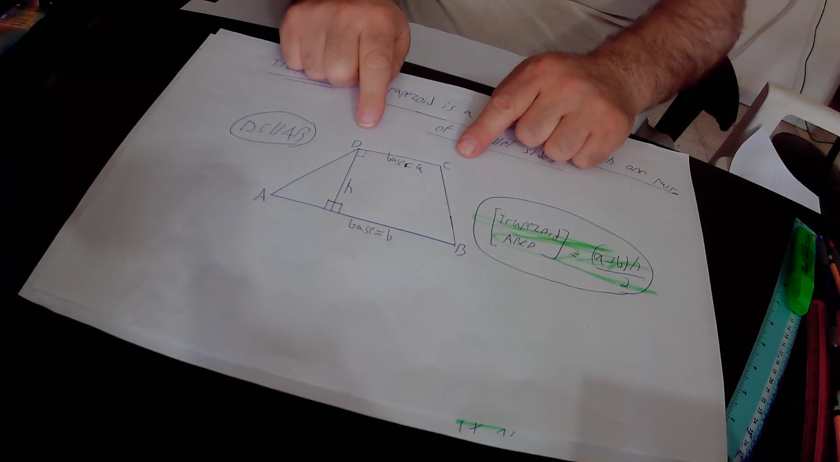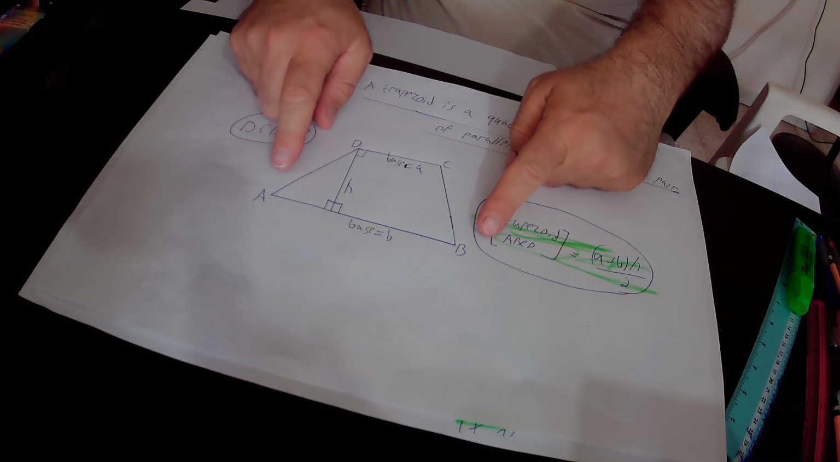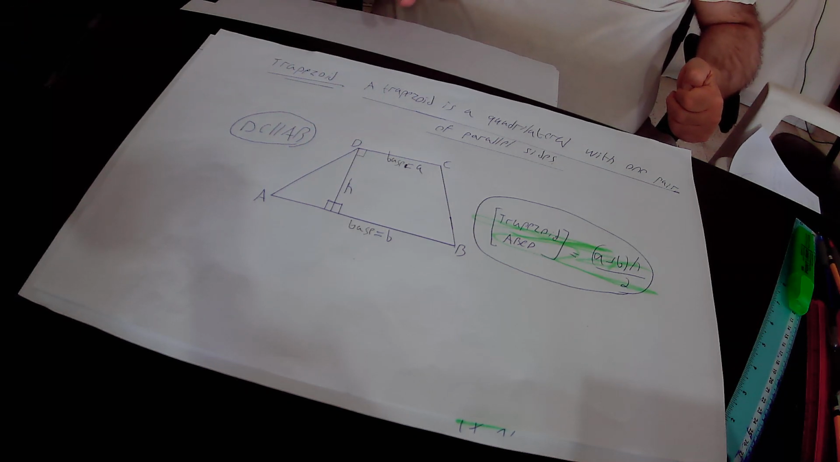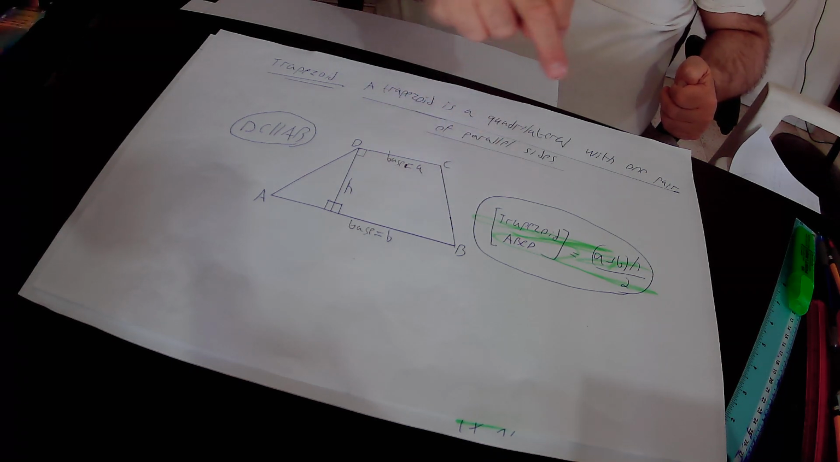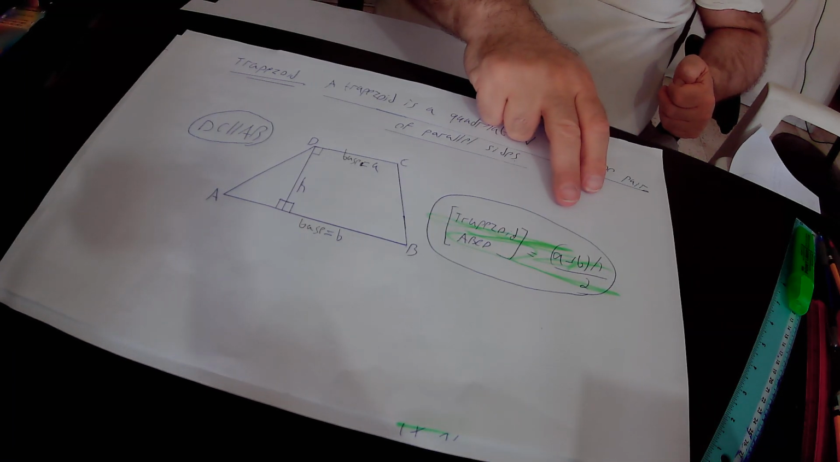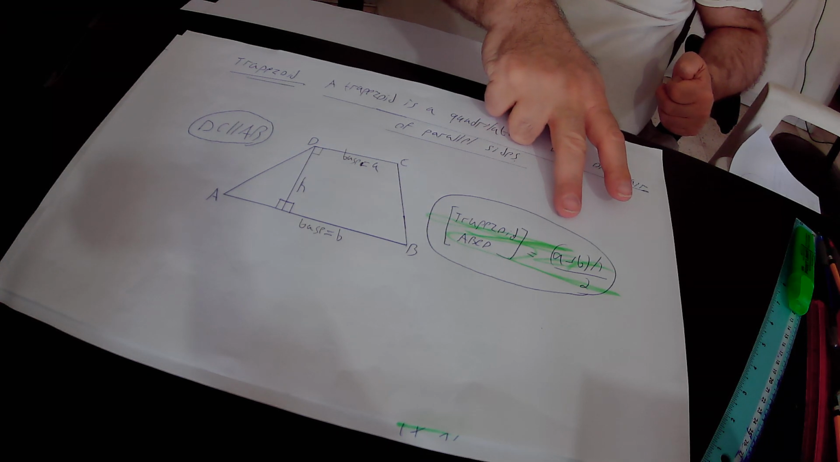According to our definition, the base DC equals A and the base AB equals B. So the area of this trapezoid ABCD equals the sum of its two bases, that is A plus B, times the height, that is H, over 2.